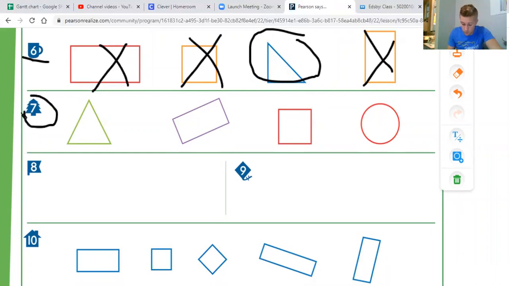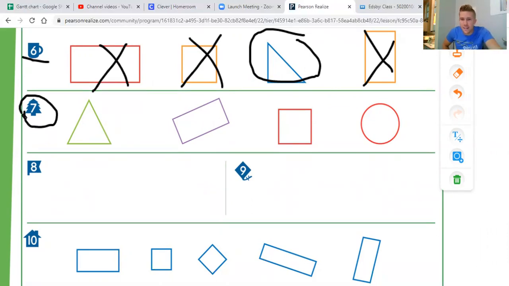You're doing great. We're almost done. Keep it up. Number 7 says, I have 4 sides. So right away, get rid of the ones that don't have 4 sides. Cross them out. I'll give you a second here.